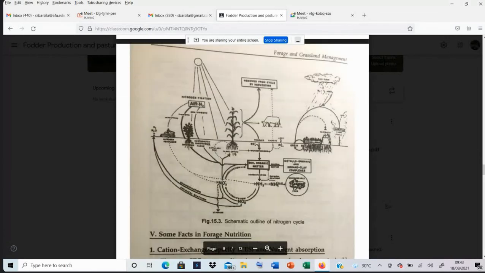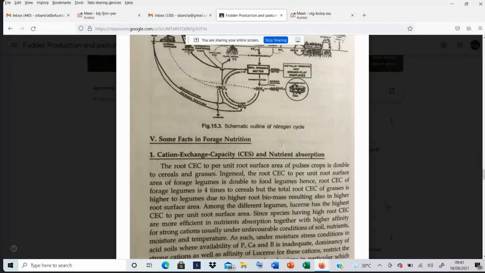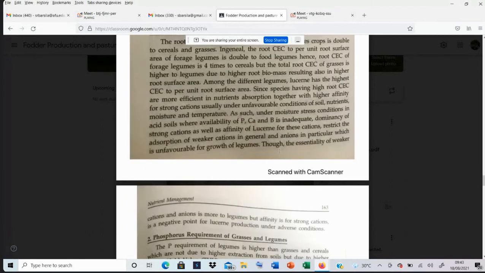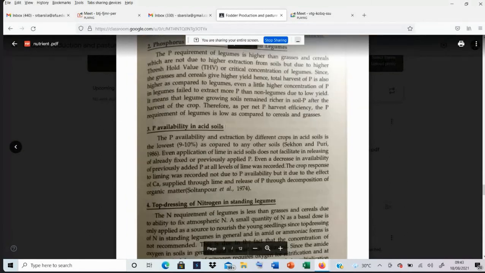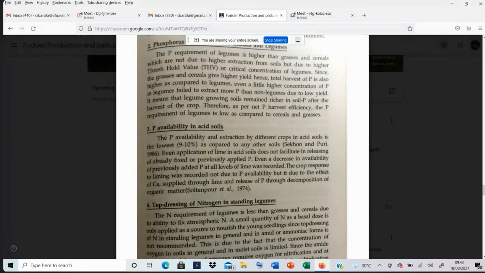I don't go much into it. Then another is that there are some factors in forage nutrition. The anion-cation exchange and nutrient absorption is very important. And phosphorus requirement of grasses and legumes is also important, and phosphorus availability in acid soil. There is also a question: why do legumes produce less biomass in grass-legume mixture?